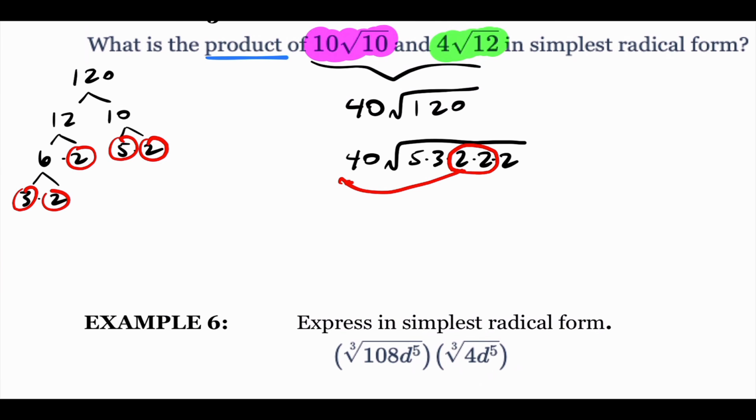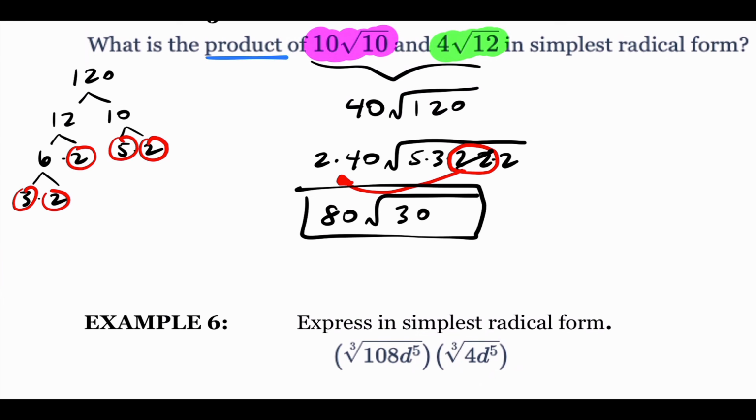So I get to move a 2 out in front. What does the 2 and the 40 do? Multiply. We get 80. What's left? 5, 3, and 2. Multiply those. 5 times 3 is 15, times 2 is 30, and you are done. 30 doesn't have any pairs, so we can't move anything out.